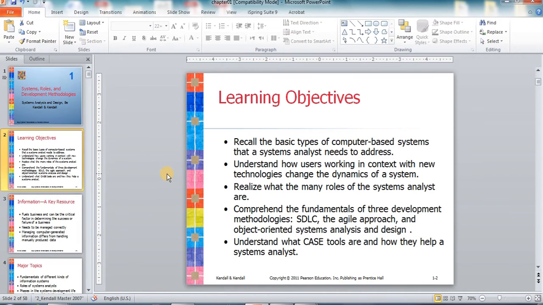In the last part of this chapter, we are going to talk about the CASE tools, computer-aided software engineering tools. We are going to define them to know what they are, how they operate, and how they are very important to the work of a system analyst or software engineer.